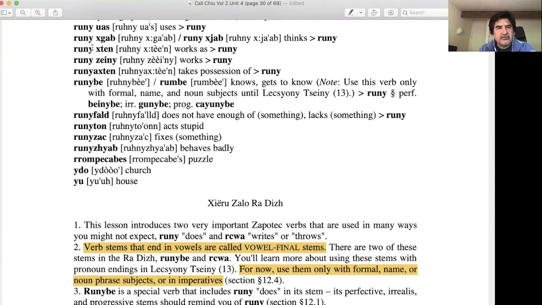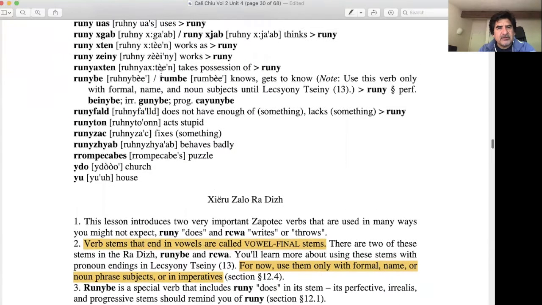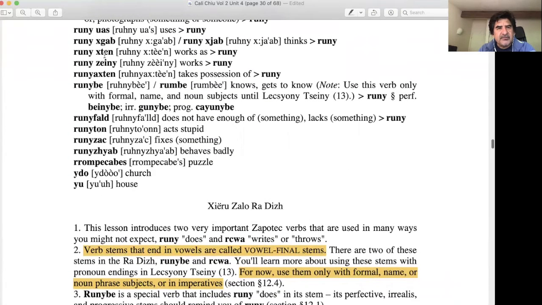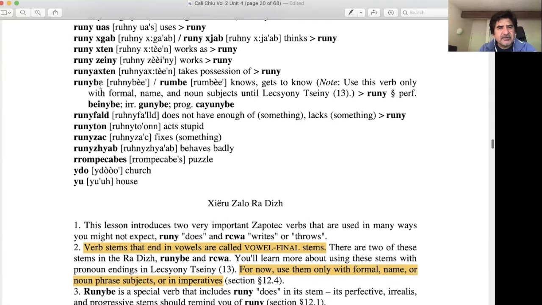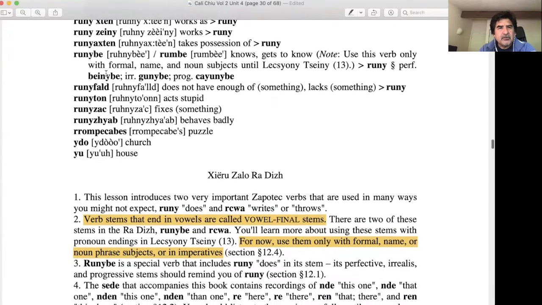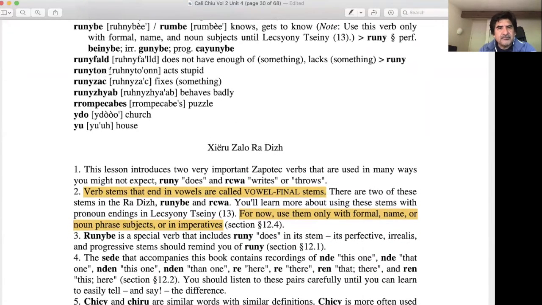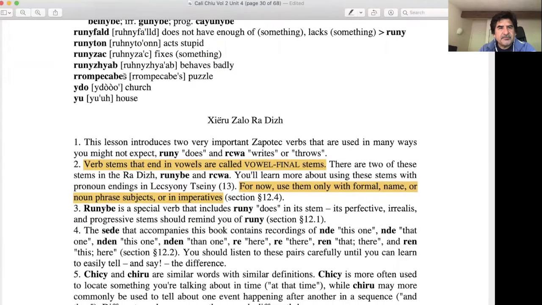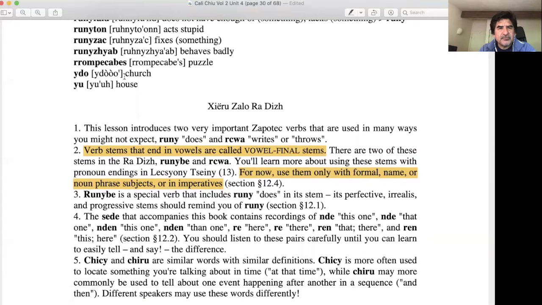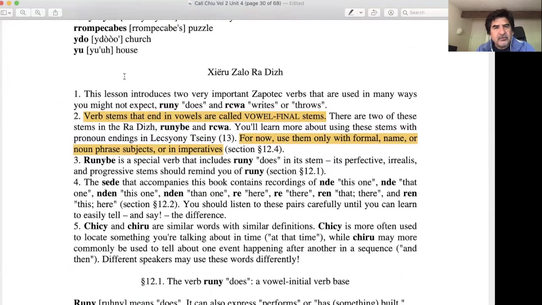And then we have ruin stern. Be careful here, there is a space, and it works like ruhen, and then ruhen, which means takes possession. Even though they seem very similar, we'll go over it in a minute. Just be careful with that. Rumbe, runfal, runton, runzak, runjab, rompecabezas.